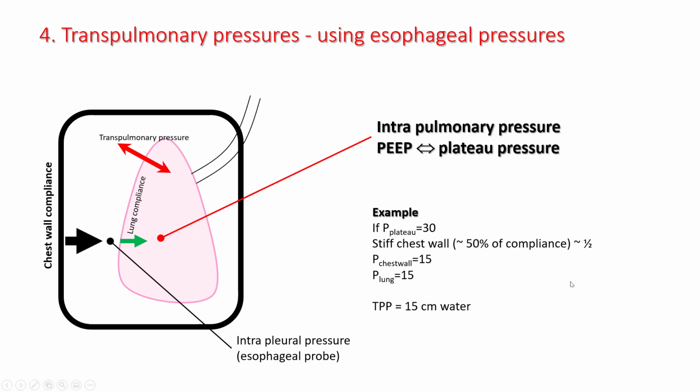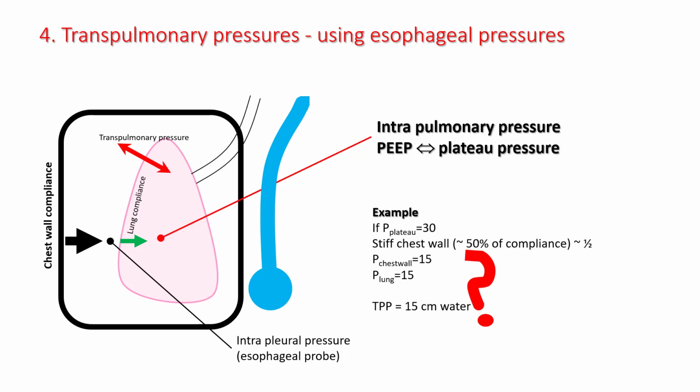We do not know how much of the pressure that we are measuring is from the chest wall component. So the only way to figure that out would be to place an esophageal balloon and try to measure the intrapleural pressure, and that would give you the transpulmonary pressures, which will be a better indicator of how much these alveoli are really seeing.